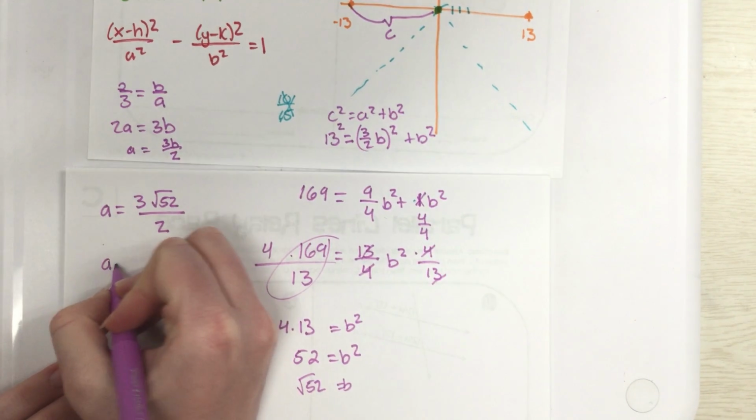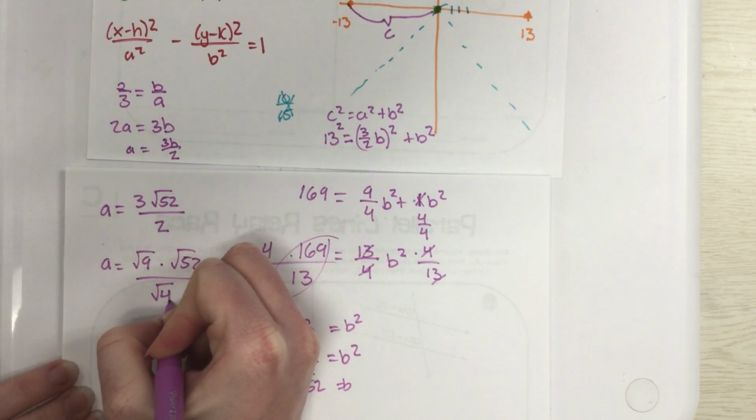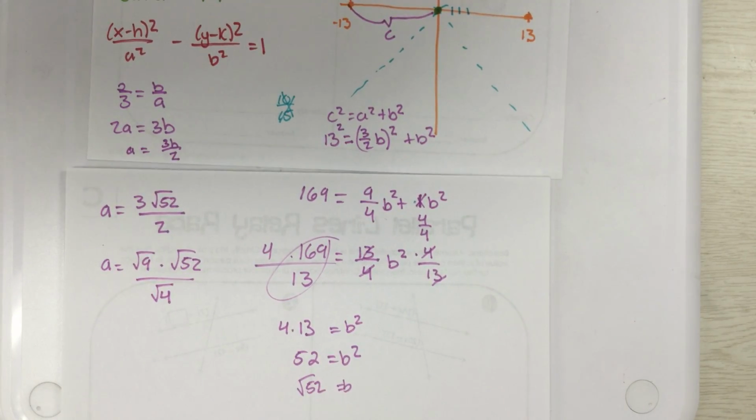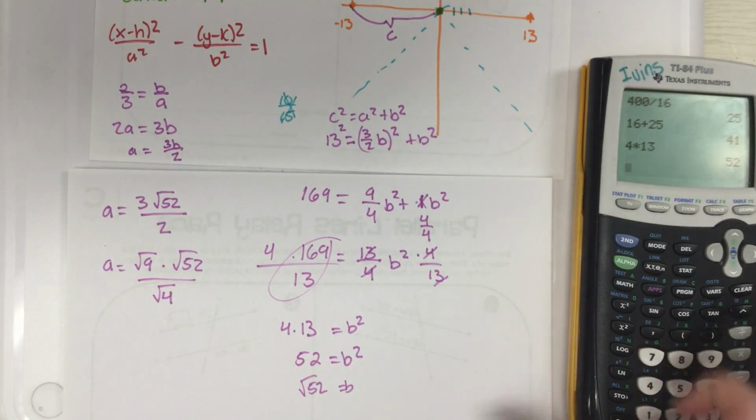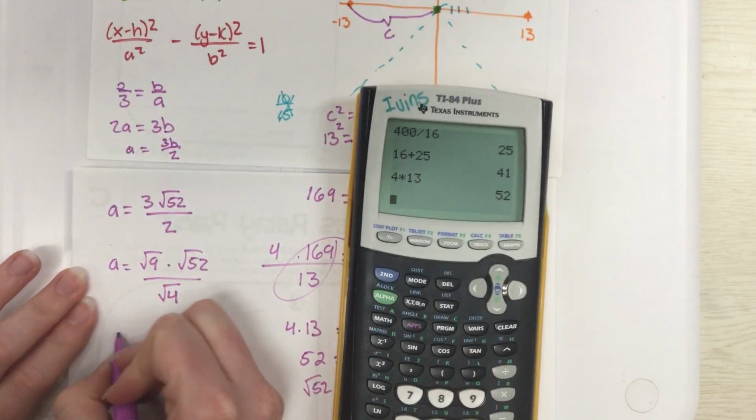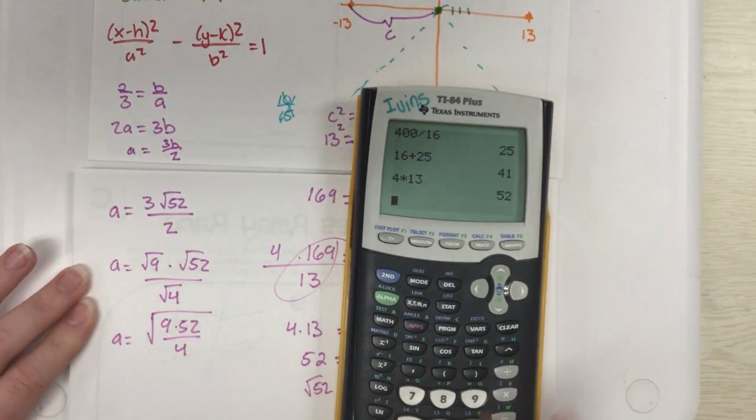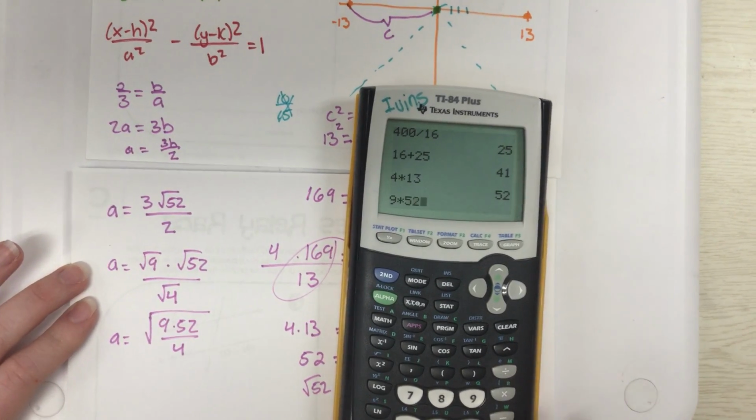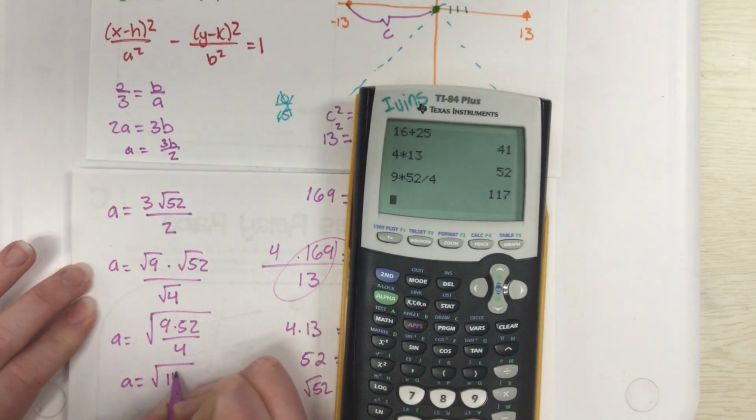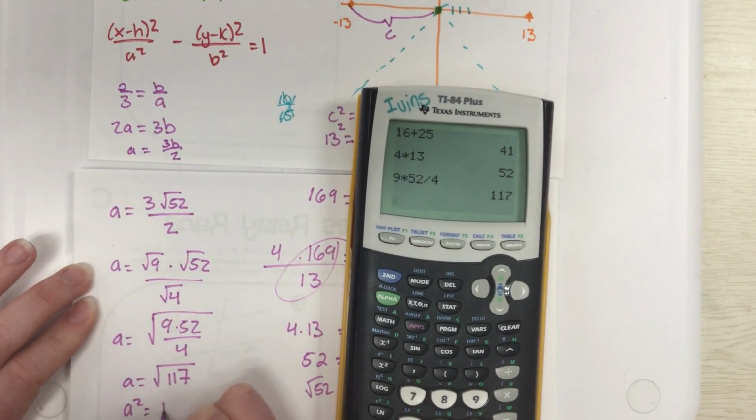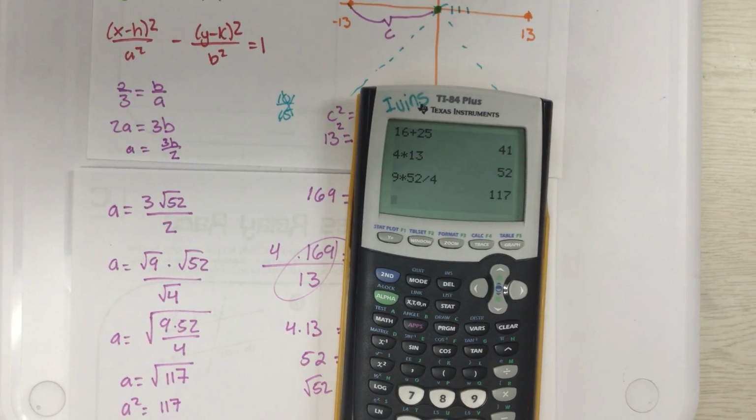What I'm going to really do is a square root of 9 times square root of 52 over the square root of 4. All right, you feeling okay with what I did? I just rewrote it in terms of square roots. So that way I can now say a is this 9 times 52 divided by 4. Well, 9 times 52 divided by 4 equals 117. So a is the square root of 117, so a squared will just be 117. All right, so I hope we're doing okay right now.